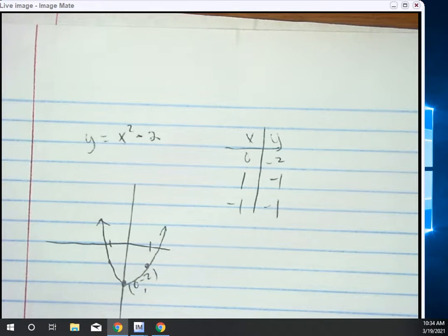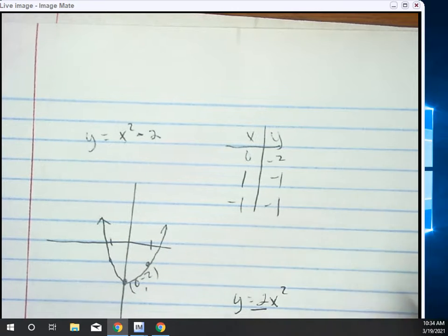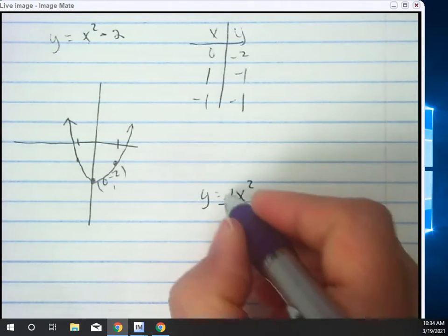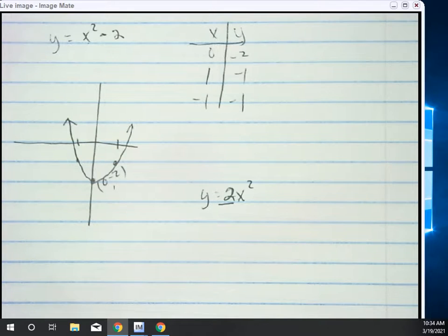We're really going to be looking at transformations of graphs. If I put a 2 in front of the x squared, what do you think the 2 does to my parent function, the x squared? What does the 2 in front of any function do? What does a 2 in front of a y equals mx plus b do? If you have 2x, what does it do to your line? It makes the slope steeper, right?